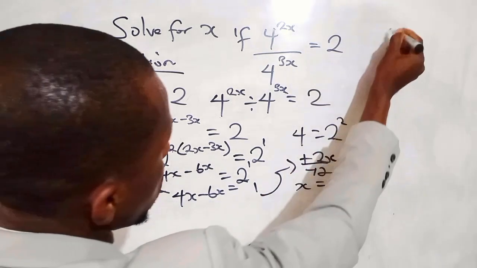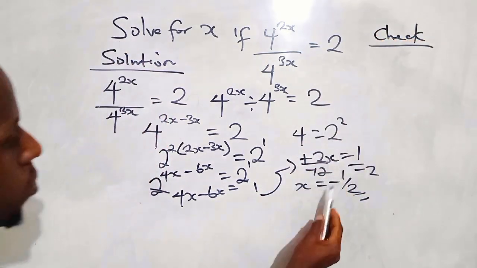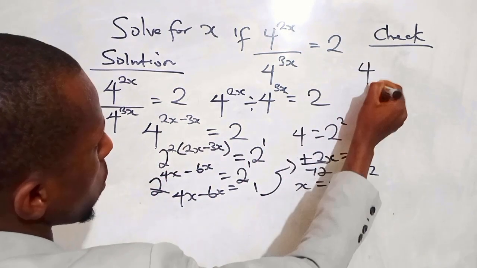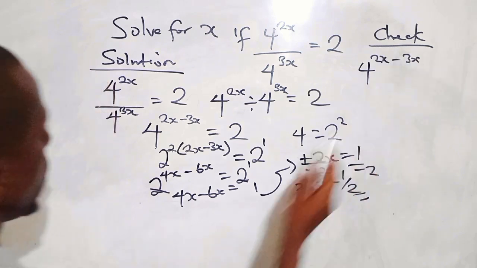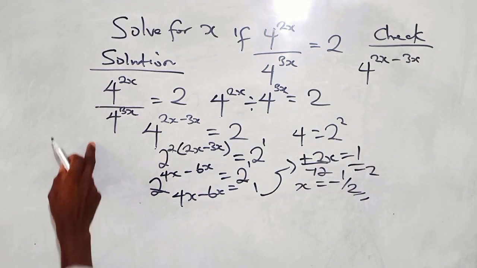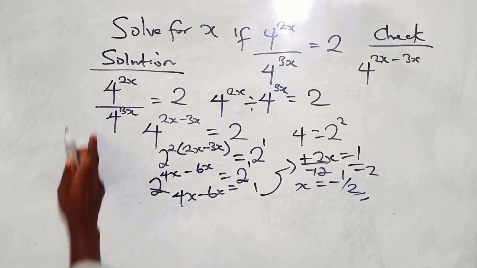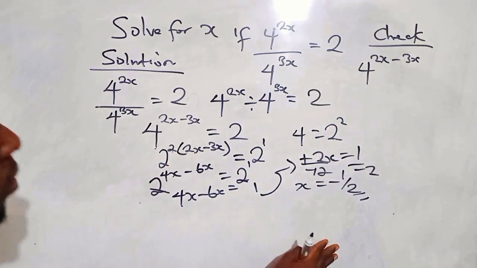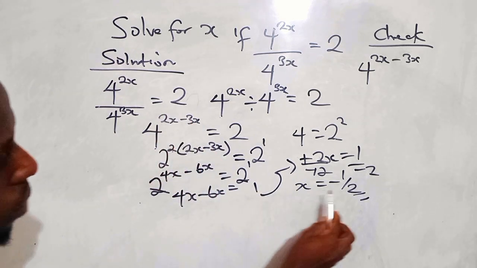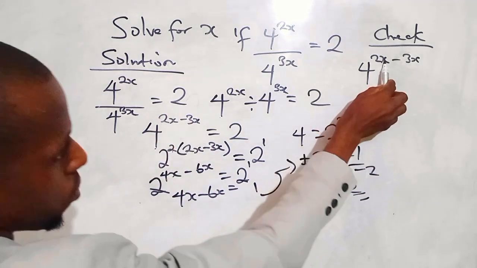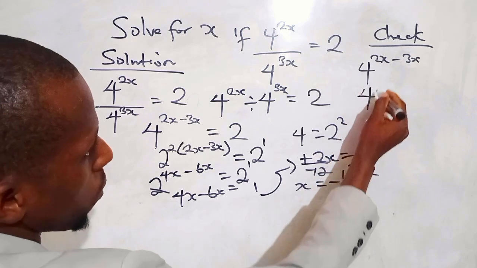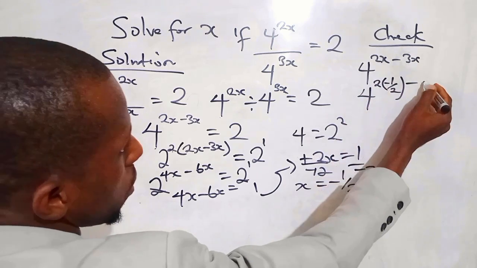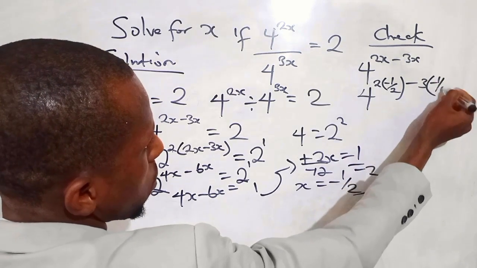So we can check it to confirm this answer. Let's take it from here. We have 4 raised to the power 2x minus 3x. By the time we solve this, the left hand side of the equation, we must arrive at an answer. So let me use this and substitute back here. So here I have 4 raised to the power 2 times minus half, minus 3 times minus half.